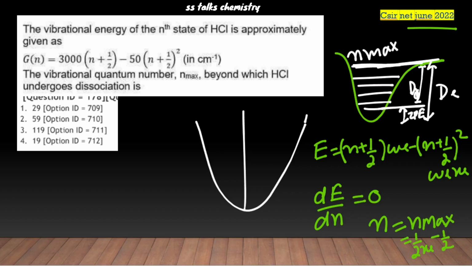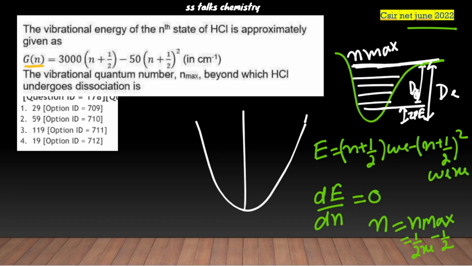So if you remember the direct formula, it's okay, but if at some point you forget, you should remember the meaning of this n max value. It is the maximum value of n beyond which the bond is going to dissociate. How can I find it? By differentiating the energy values with the n values, right? Here the energy in terms of G n is given, so you can differentiate it with the n value and get your n max value.